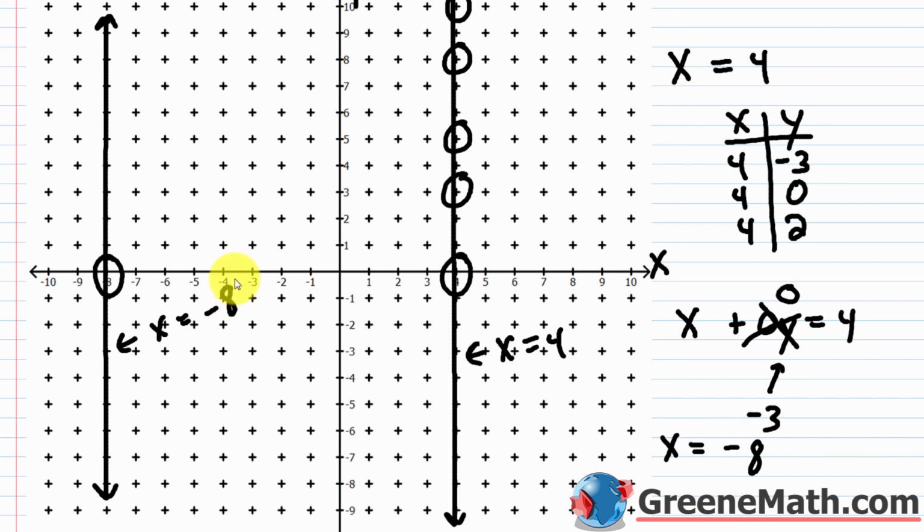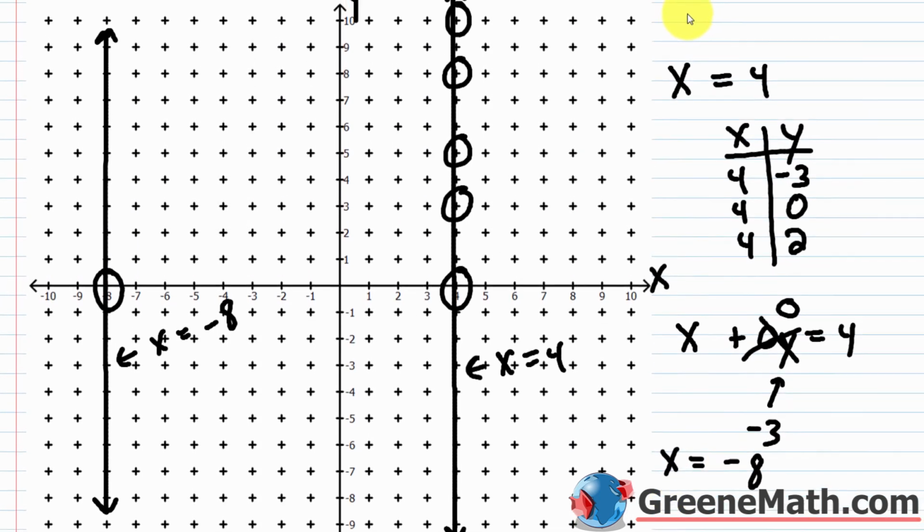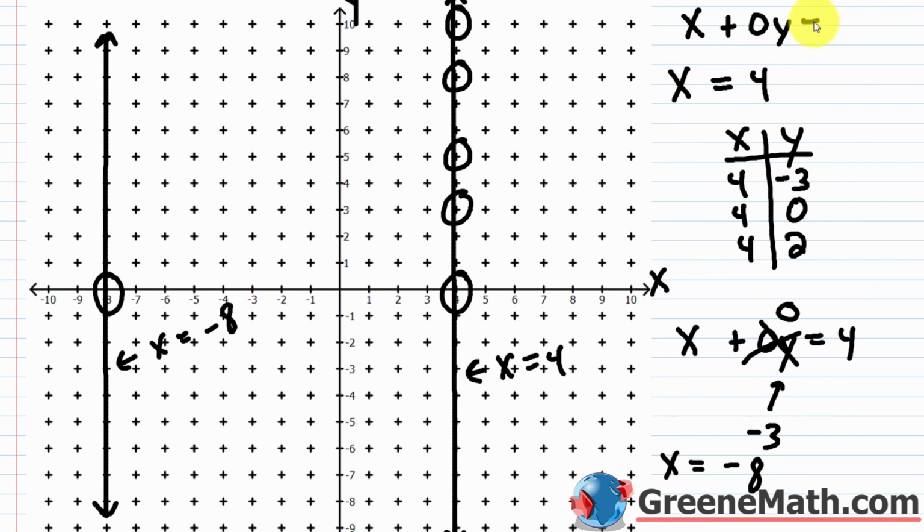And again, you can look at things and say, well, x equals negative 8. So if I have x equals negative 8, I could really think about it as x plus 0y equals negative 8. Well, think about some values for y. If y is 4, oh, x is negative 8, so that's right here. If y is 1, oh, x is negative 8, so that's right there. If y is negative 5, oh, x is negative 8, that's right there. So it becomes this vertical line, okay? So if you have x equals some number, find that number on the x-axis, draw a vertical line.